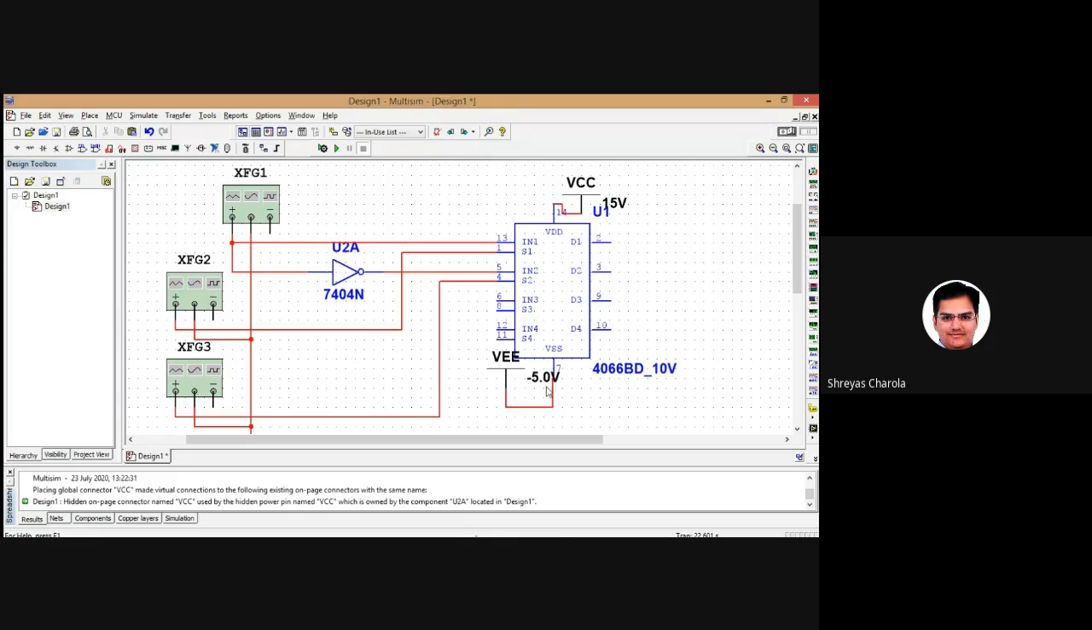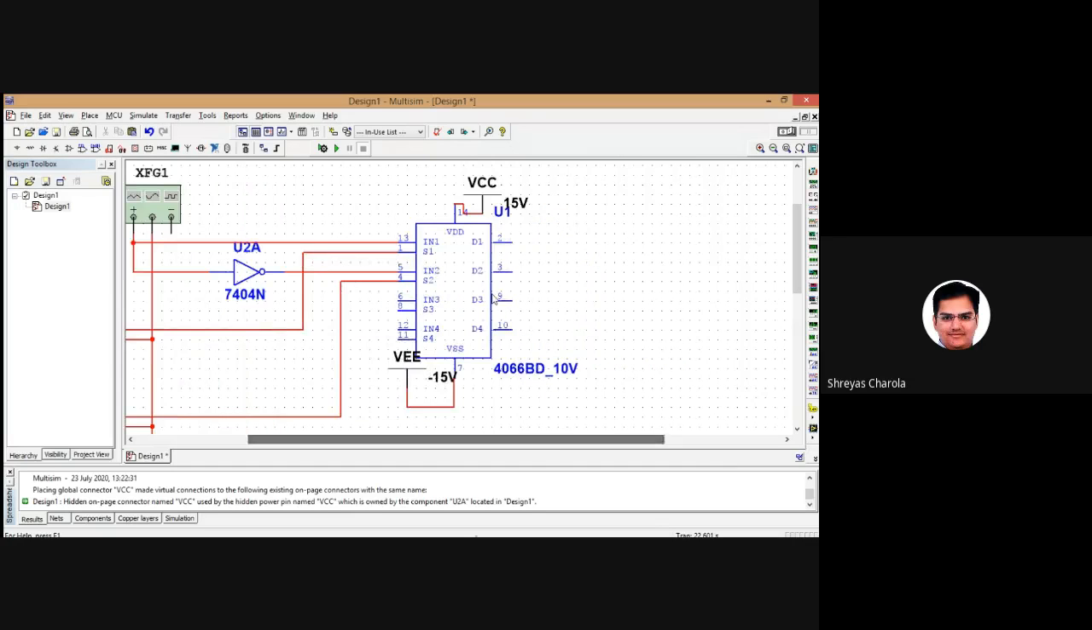Now they are connected. Fine. So here it's a minus 15 volt, and these two outputs must be shorted. Why? What is the reason to short these two outputs?